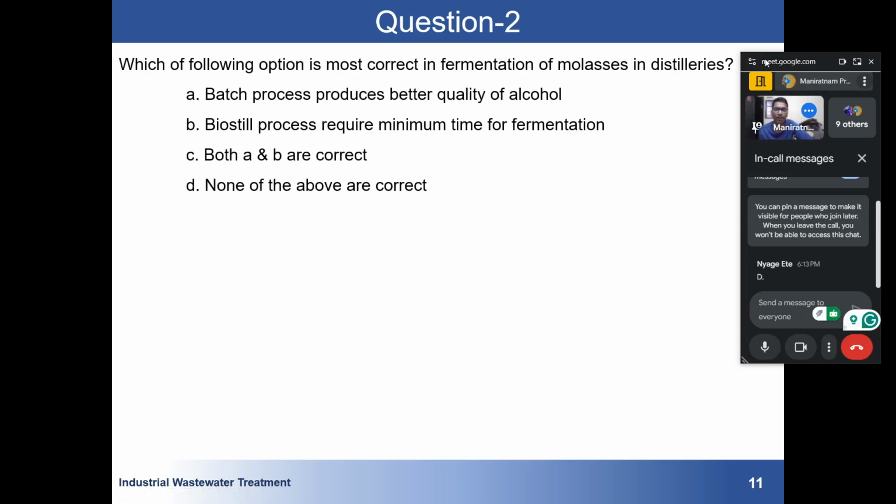Now question number two. We told you that there are two methods, the batch process and the biostil process. I'm assuming that you have all gone through the video lectures. Which of the following options is correct for fermentation of molasses in distilleries? We got one answer, that is B. Biostil process requires minimum time of fermentation.